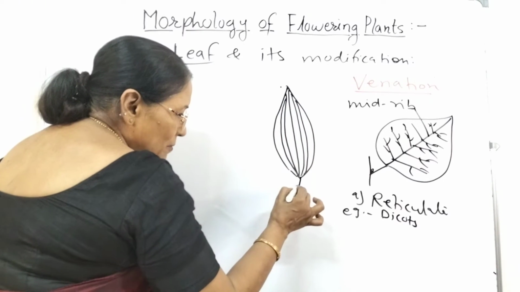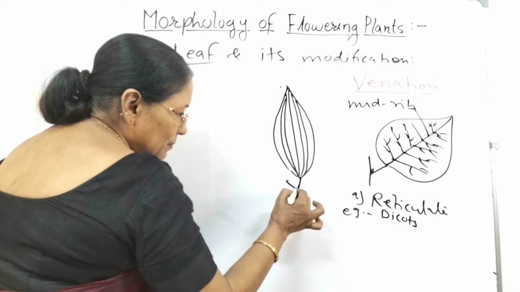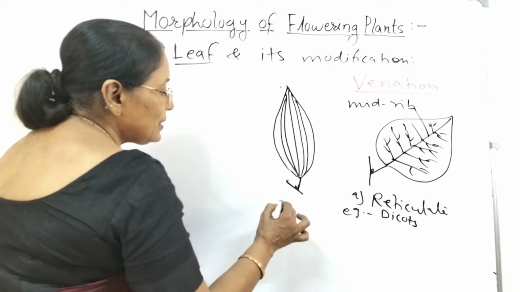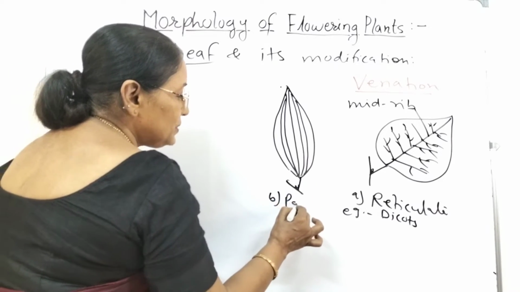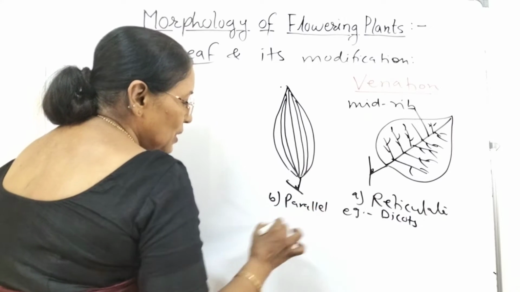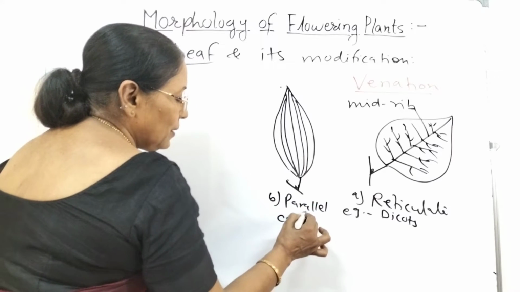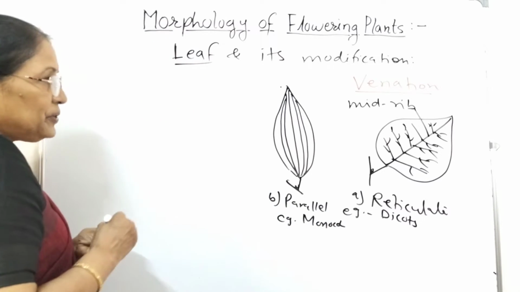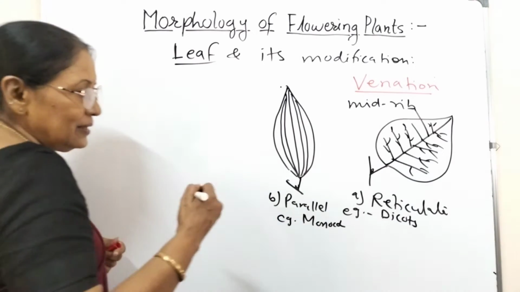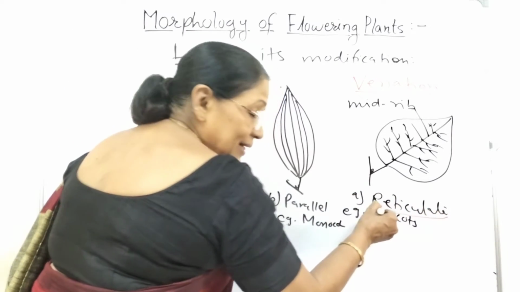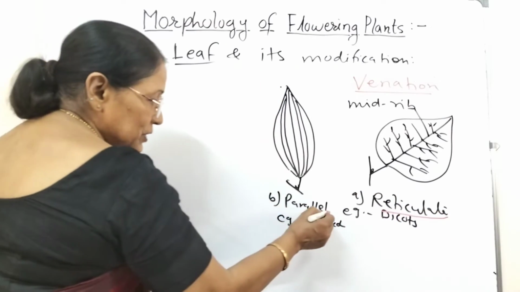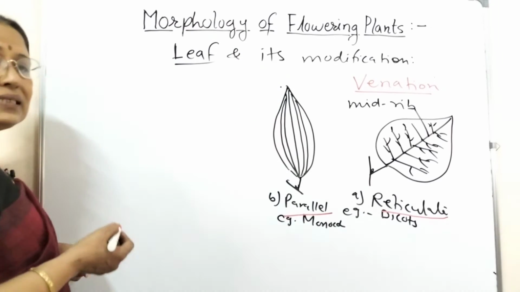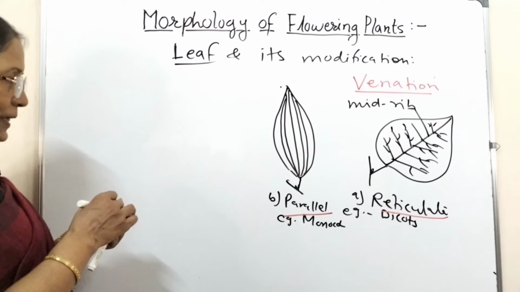They are running parallel to the midrib. So this is the parallel venation, which is found in monocots. So you find two types of venation. One is reticulate, जिसमें पूरी जाली बन जाती है. दूसरा parallel, where the veins are running parallel to each other.